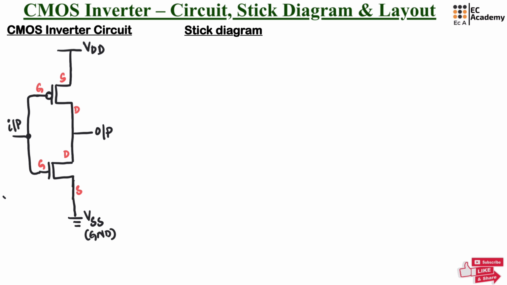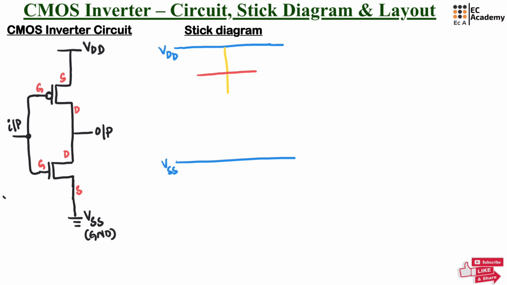For this CMOS inverter circuit, now let us write the stick diagram. VDD and VSS are represented by a metal which is written by blue color line. PMOS is represented by yellow vertical line and red horizontal line. This yellow vertical line represents the P diffusion region and this red horizontal line represents polysilicon.